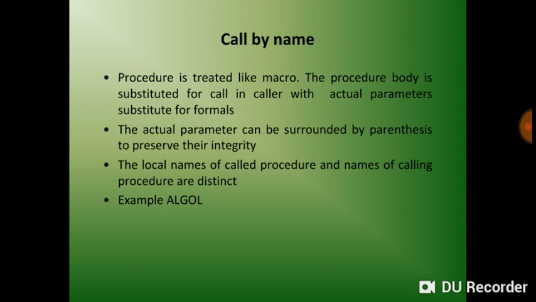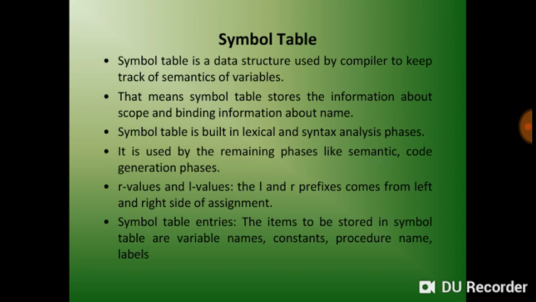Call by name. The procedure is treated like a macro. The procedure body is substituted at the call site, with the actual parameters substituted for formals. The actual parameters can be surrounded by parentheses to preserve their integrity. The local names of the called procedure and the names of the calling procedure are distinguished. Example: Algol.